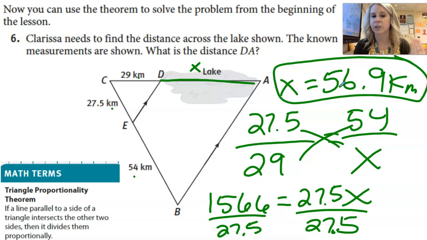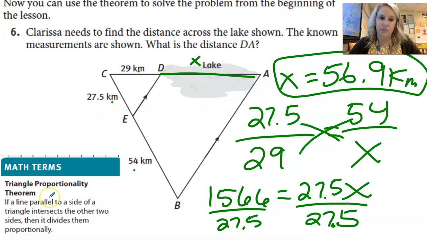So that is how you can use the triangle proportionality theorem. It tells you that if a line is parallel to another side of a triangle, then it's going to split your sides proportionally, allowing you to do part over part equals part over part.